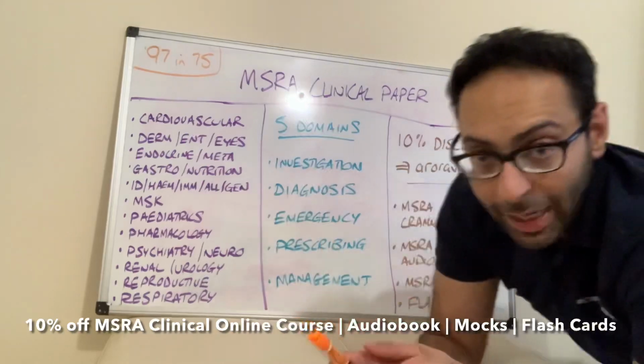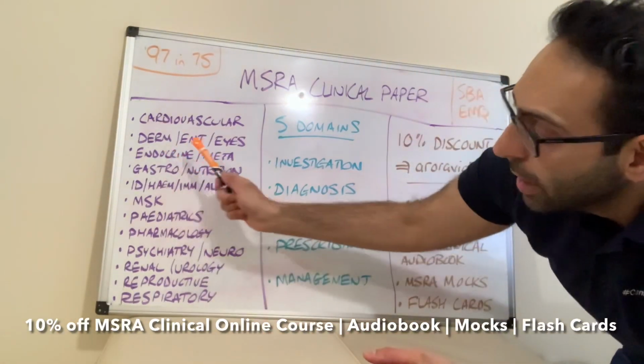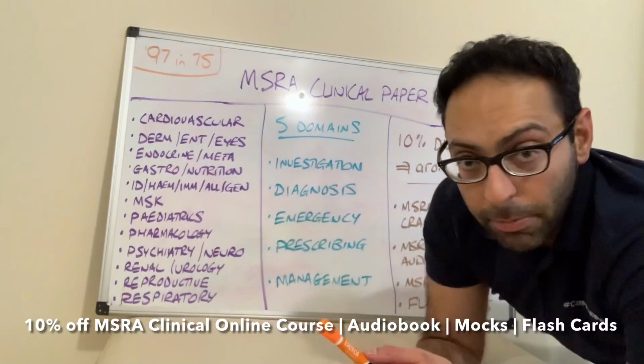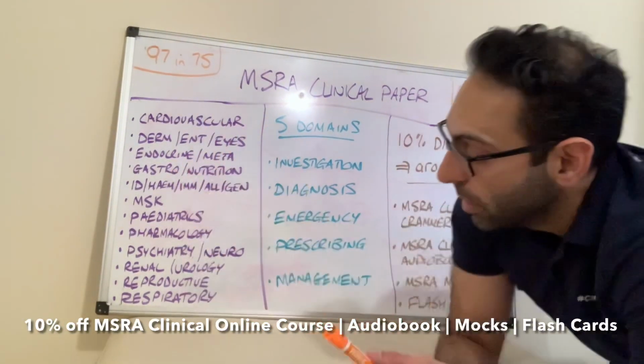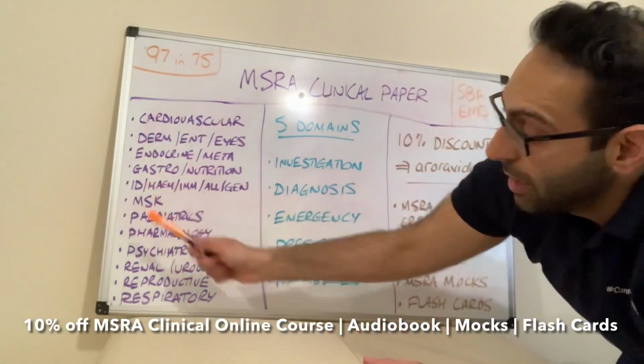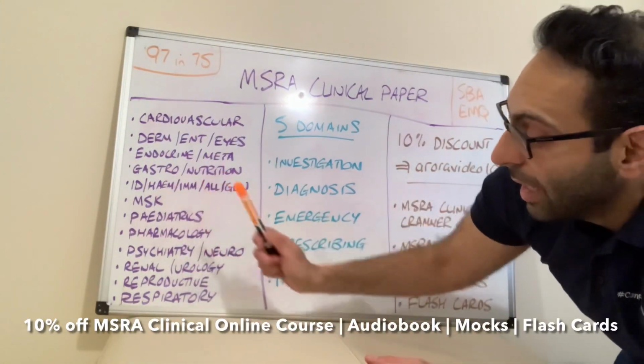Number 1, cardiovascular. Number 2, derm, ENT and eyes, ophthalmology. Number 3, endocrine and metabolic. Number 4, gastroenterology and nutrition. Number 5 has got 5 things in itself: infectious disease, hematology, immunology, allergy, and genetics.